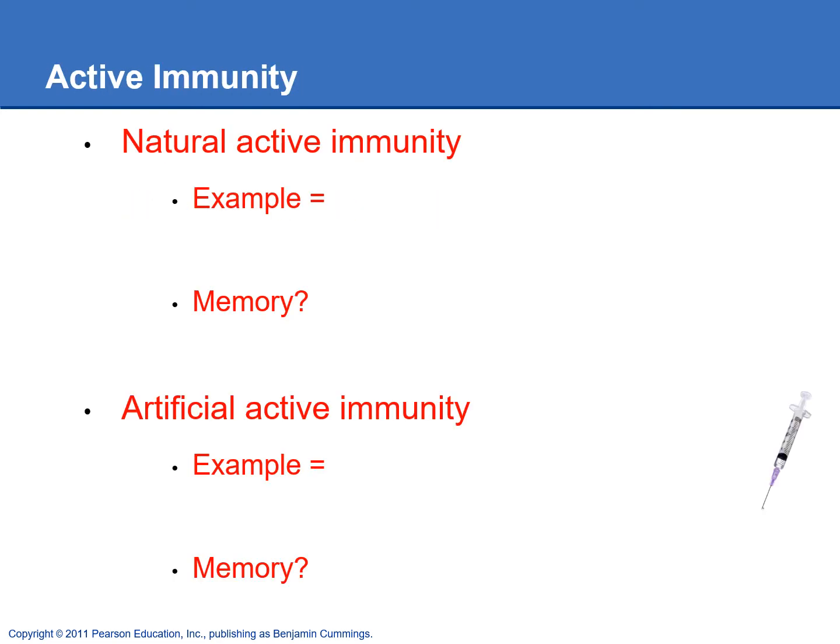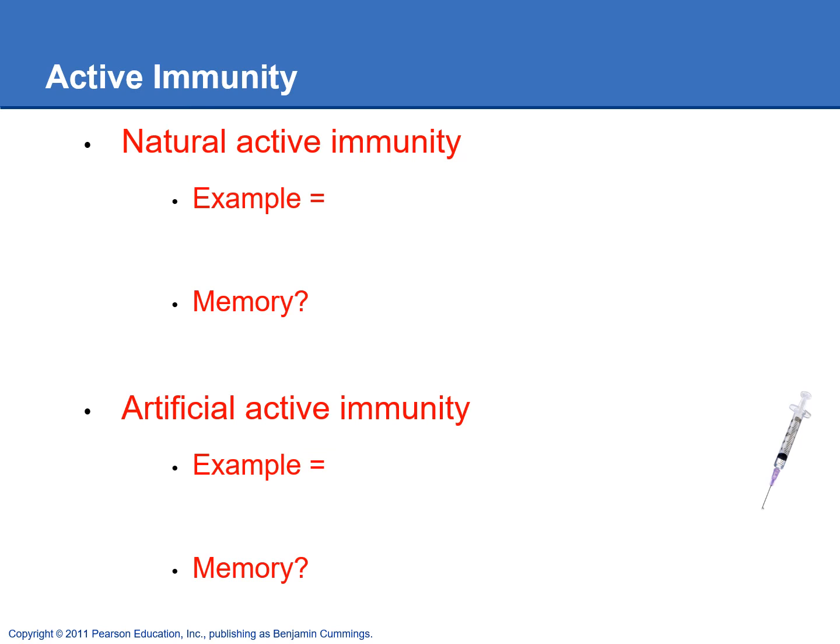So let's take a look at some examples of active immunity. This is where your immune system is stimulated to respond. Your B and T lymphocytes will divide and form the effector cells and the memory cells. An example of natural active immunity is when you get an infection, so maybe you get sick with the flu. Memory cells would be produced because your B and T lymphocytes were stimulated to respond.